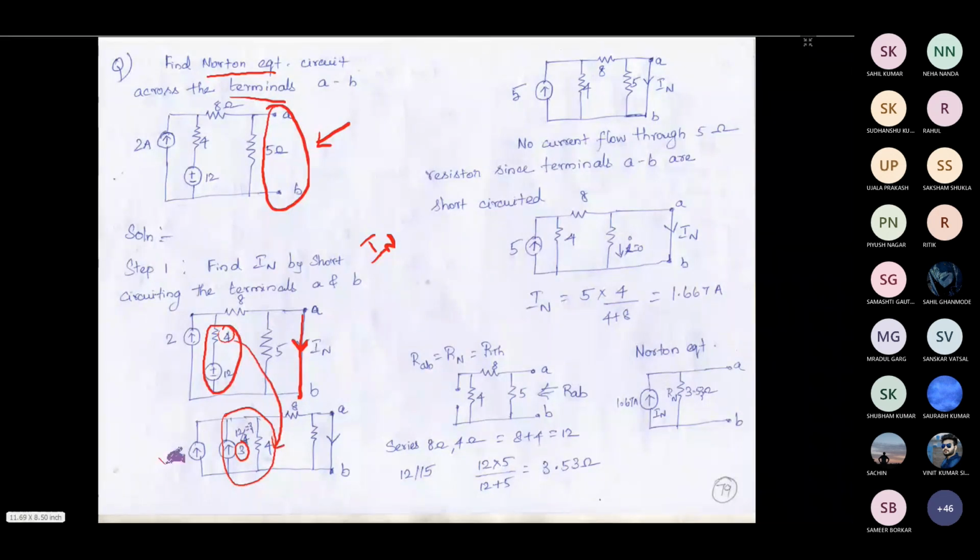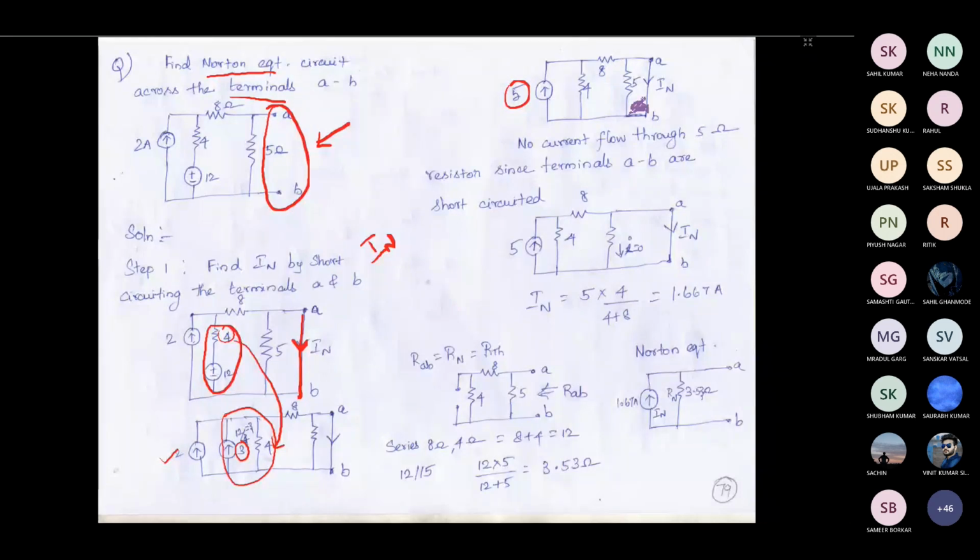Now you are having a 2 ampere source and a 3 ampere source. Now you are having the circuit like this. Because these two current sources can be added, 2 plus 3 is equal to 5. Then the remaining circuit will be like this.